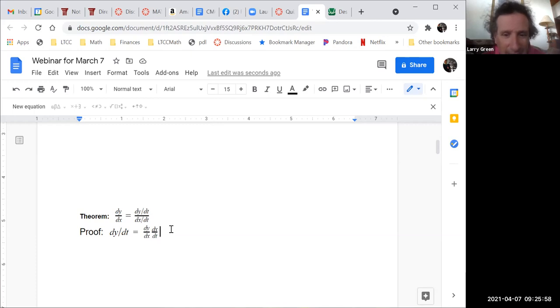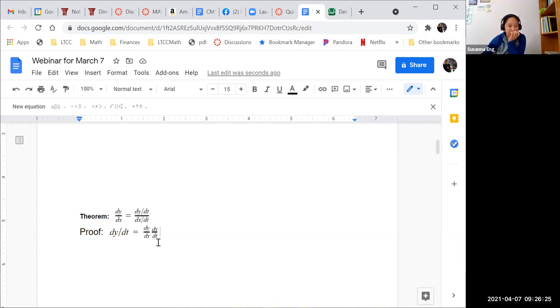I could do that, but if I cross out the dx, then I get dy dt equals dy dt, and I got nothing. That doesn't help at all. Look at my goal. My goal is to say what is dy dx. How do I get dy dx by itself? If I have dy dx times dx dt, basic algebra, how do I get dy dx by itself? Multiply by reciprocal. Yeah, or divide by dx dt. And that's it. That's the whole proof.